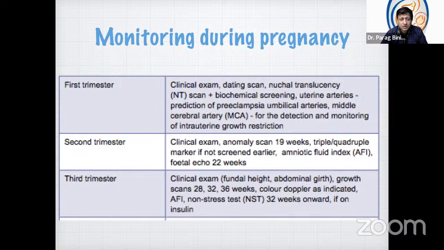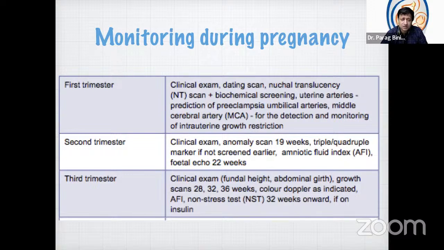The clinical examinations continue periodically even in the second trimester, and a good anomaly scan is important at around 19 weeks of pregnancy. If a dual marker is not done, quadruple marker is recommended, triple is now out. Amniotic fluid index has to be looked at because we are dealing with a woman who has hyperglycemia, and these are the women who are more prone to developing hydramnios. A fetal echocardiography between 22 to 24 weeks is extremely important.